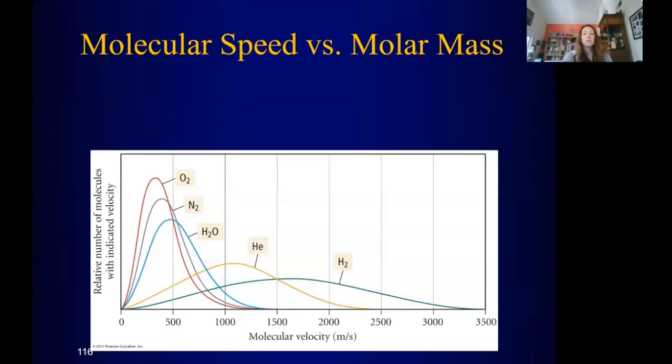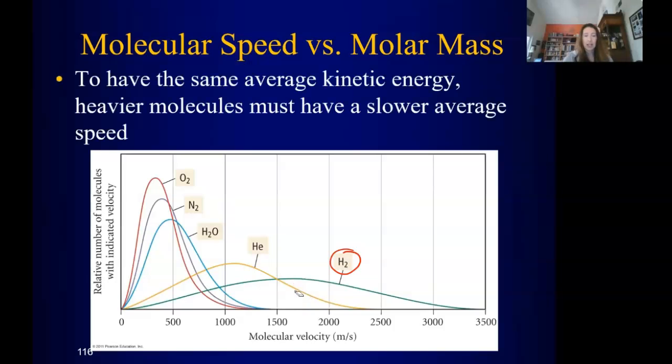Okay, so this is just the distribution of the speed of the gases. You can see hydrogen is our lightest gas, and hydrogen travels faster. If you look here, the average hydrogen is probably about right here. It travels faster than the other molecules. Now, all of these molecules are in the same container, so this means they have the same kinetic energy, but they're not traveling at the same speed.